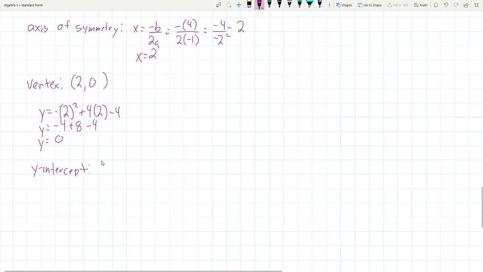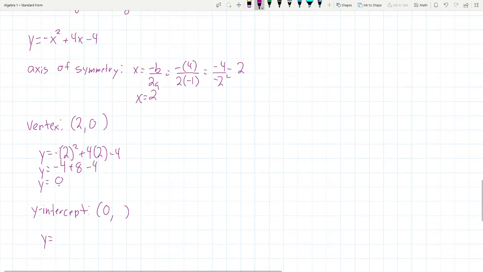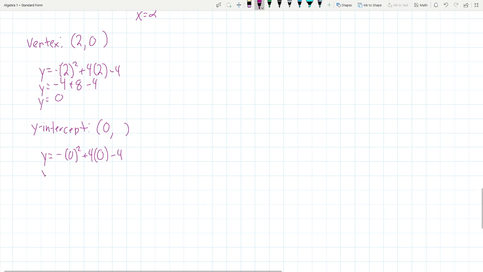And my y-intercept is when x is 0. What do I get? Well, when x is 0, I get y equals negative 0 squared plus 4 times 0 minus 4. So I get y equals negative 4. Again, this could just be your c value if you remember that.